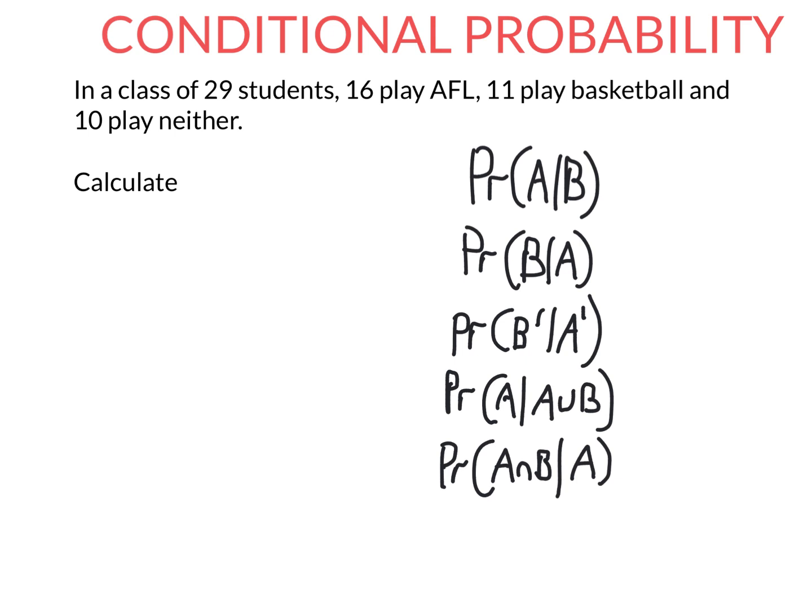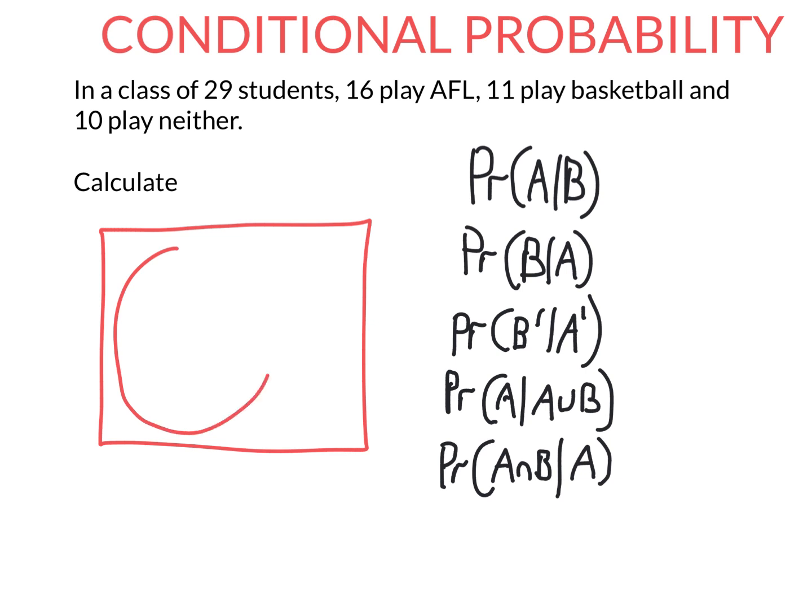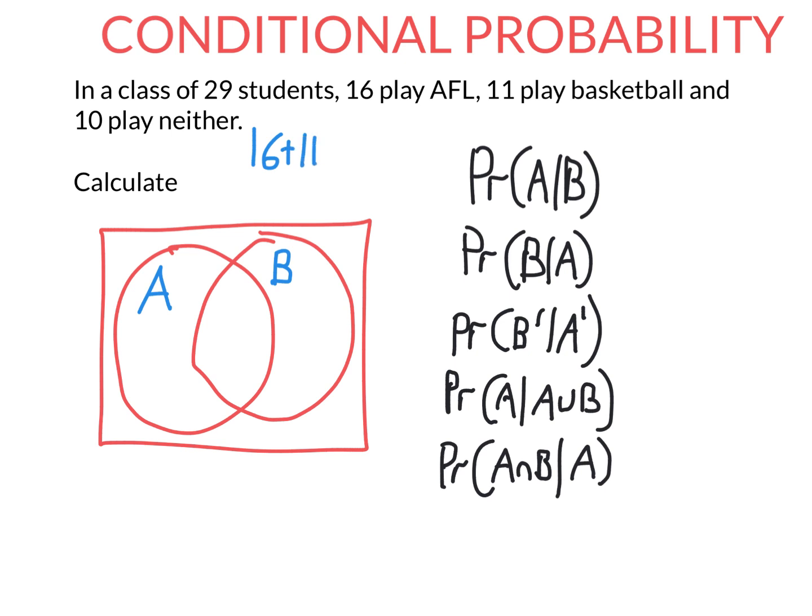So what we're going to do is draw up a Venn diagram. It always looks like a rectangle with two circles. Each circle represents one of the sets. So I'm going to call them A for AFL and B for basketball. Now you may be wondering to yourself, hang on a minute, there's only 29 students, but 16 plus 11 plus 10 is 37. How is that possible? Well, the only way that's possible is that we've overcounted 8, because when we added up the numbers, we got 37, which is 8 over.